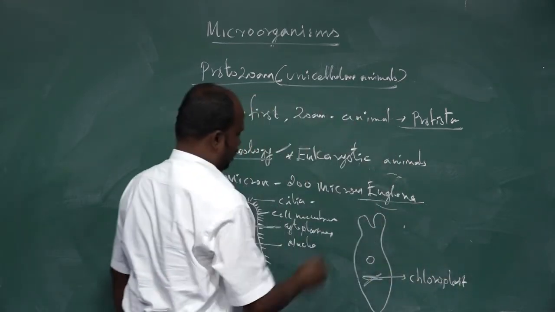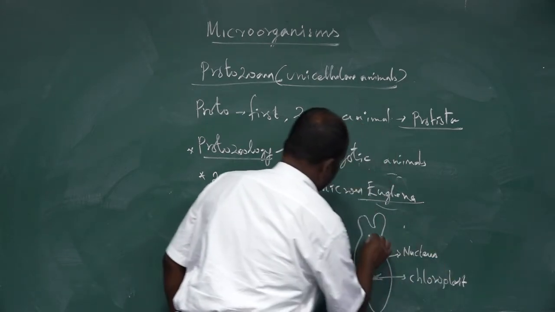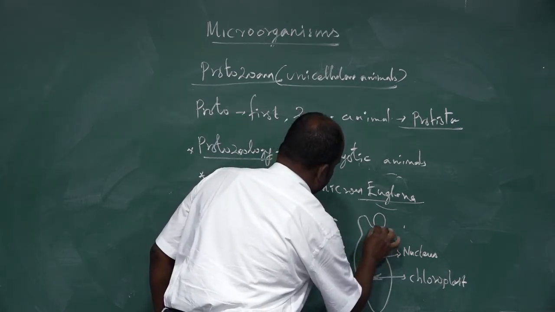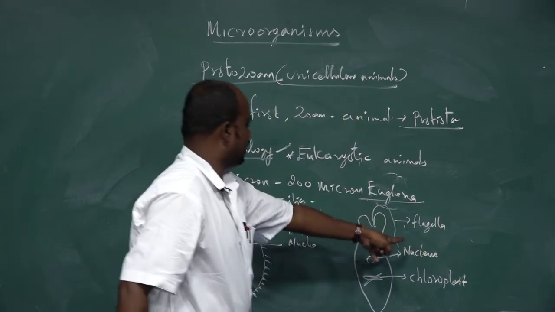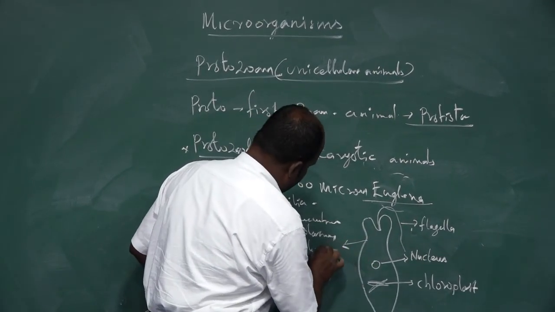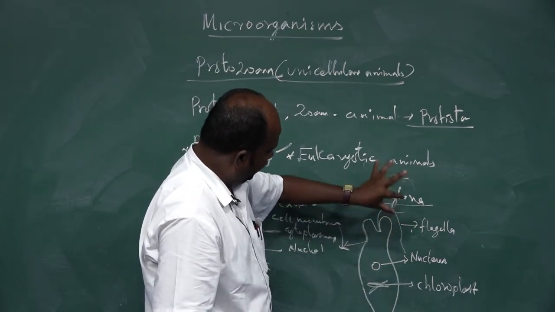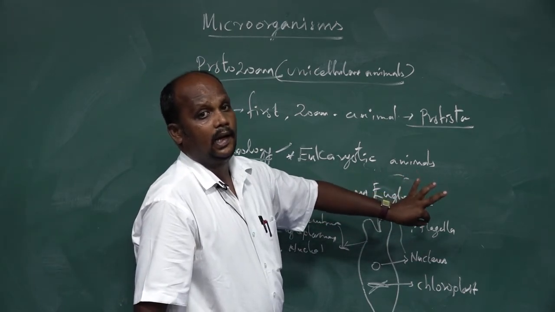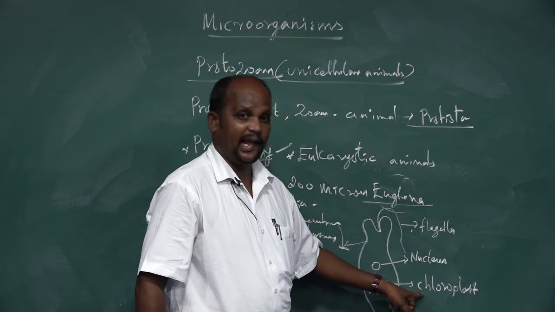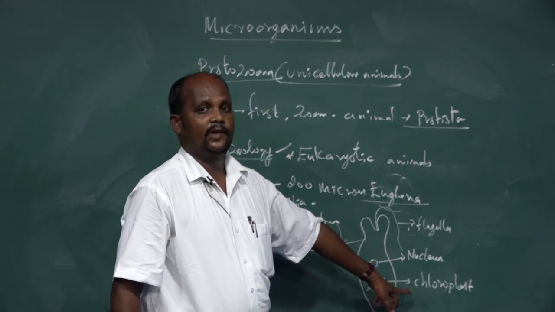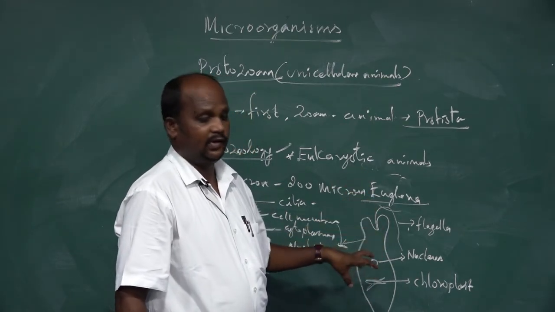Presence of chloroplast, presence of nucleus. See, this is the structure of flagella. The cell membrane is also present, and the cytoplasm, everything is present. The cell membrane is present only in animal cells. The cell wall is present only in plant cells. And chloroplast, a plastid, is present only in plant cells. Some other animal cell organelles are present in euglena.